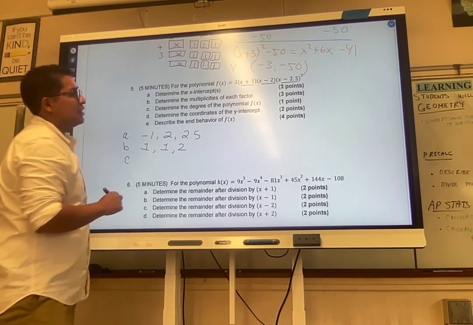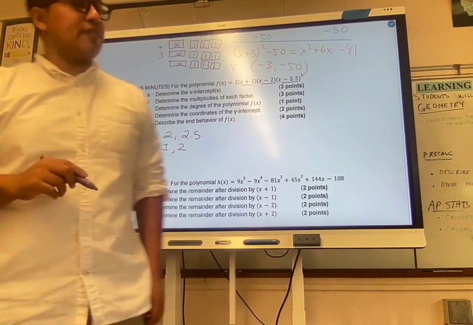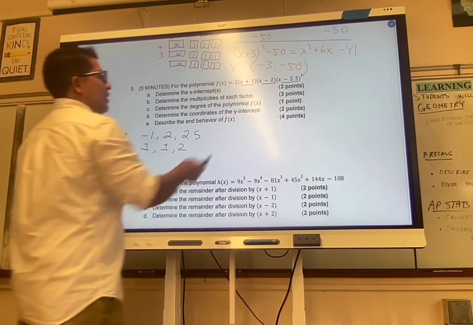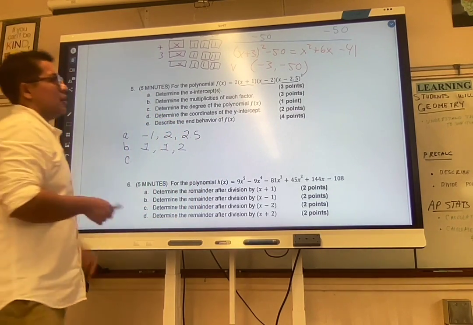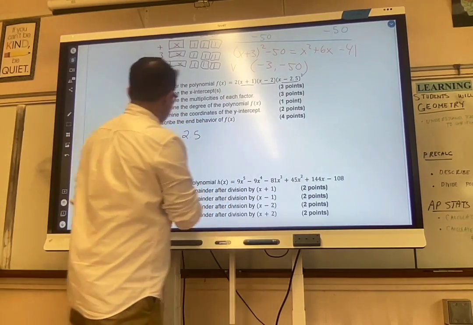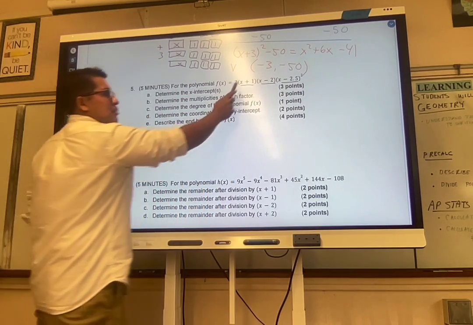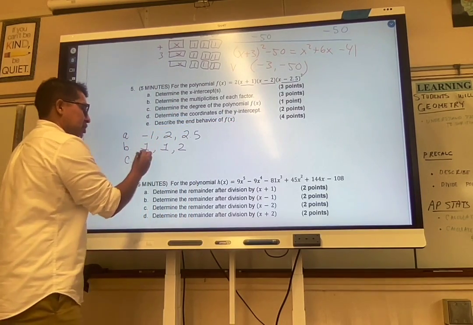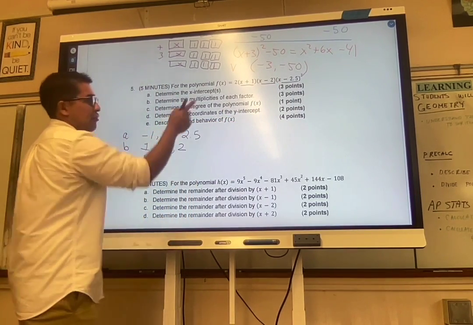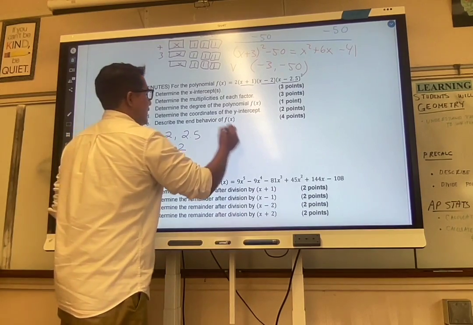Part C, determine the degree of the polynomial f of x. As we mentioned, right? The degree is the highest exponent in my polynomial once it's all multiplied out. So instead of multiplying all that out, we simply add the multiplicities. This has multiplicity 1, that has multiplicity 1, and this is multiplicity 2. So I add these numbers to create 4. Okay. Degree 4.